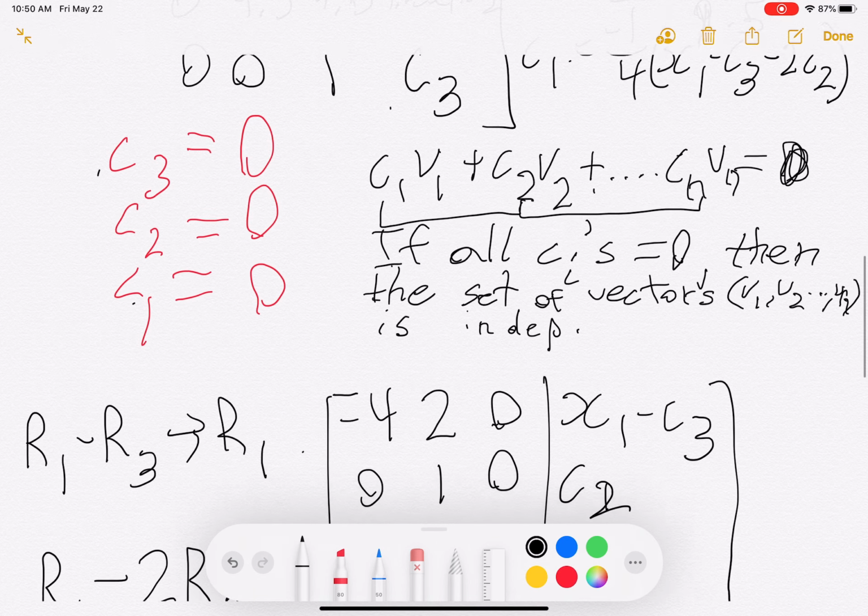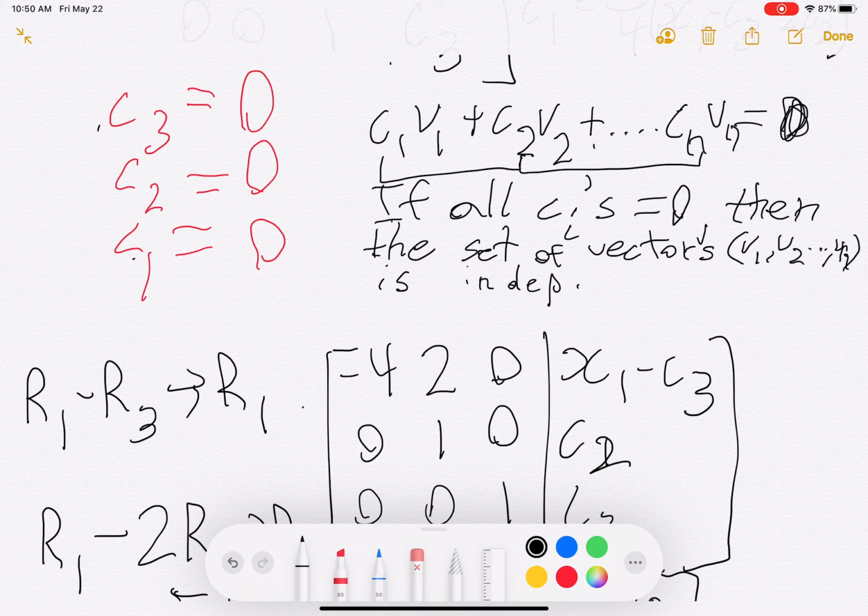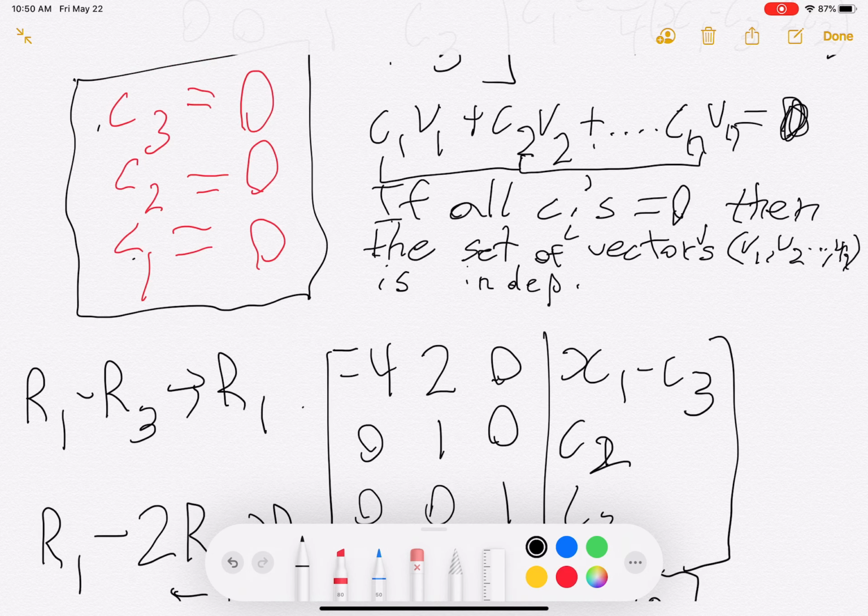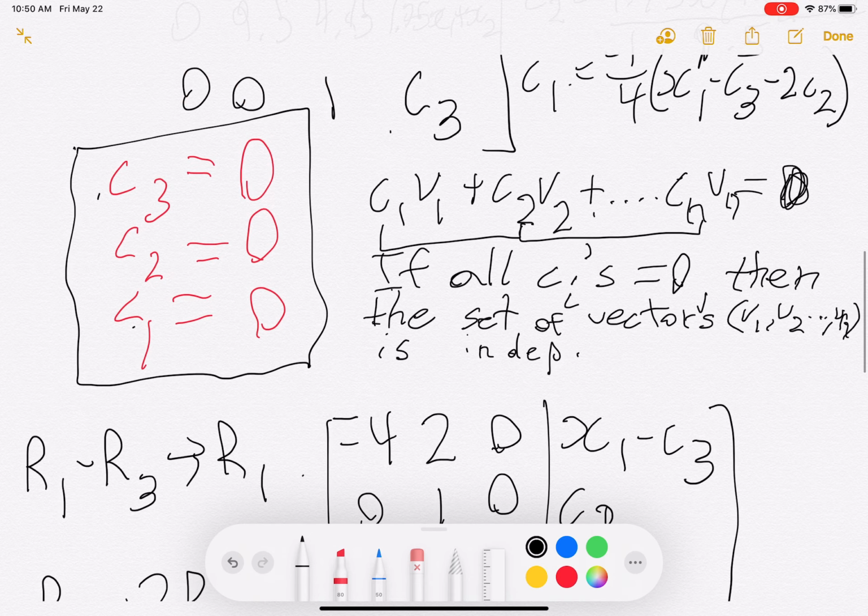So, let me just revisit this again. This has become a longer video than I expected, but obviously we see that we've just shown that the only value of c that satisfies the equation is 0, so it's independent.